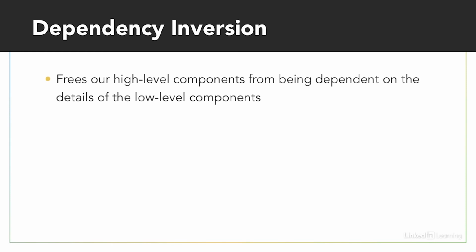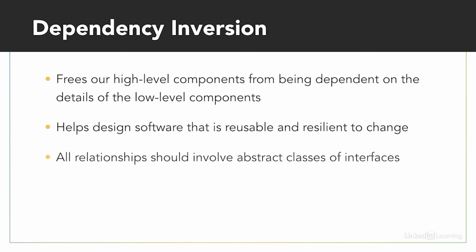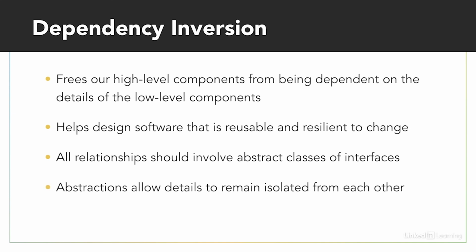So this is often the reverse of how we think of design, but by adhering to the dependency inversion principle, we really free our high-level components from being dependent on the details of low-level components. This really helps us avoid rigidity, fragility, and immobility. The dependency inversion principle tells us that all relationships between components should involve abstract classes and interfaces, not concrete classes. In doing so, it helps us design software that's reusable and resilient to change because these abstractions allow the details between the components to remain isolated from each other.